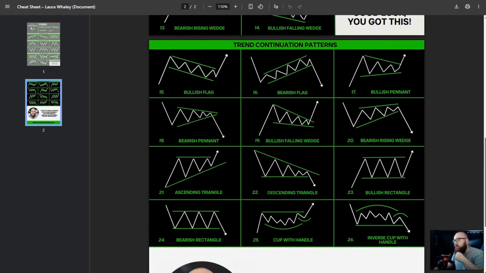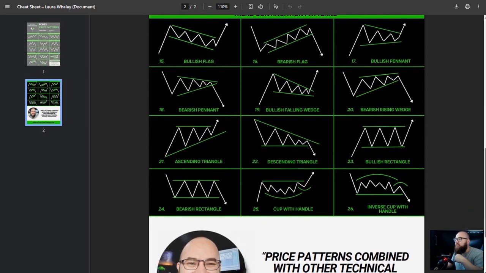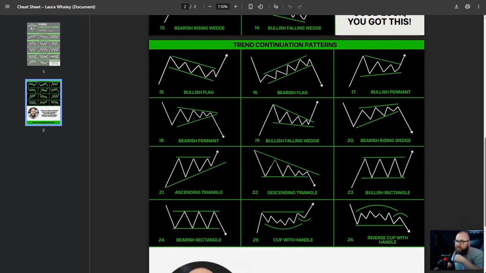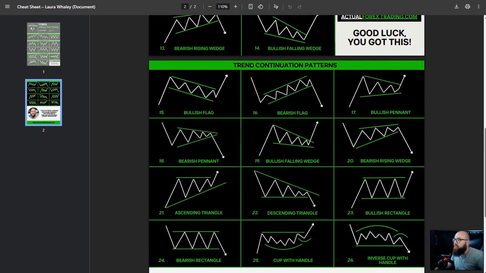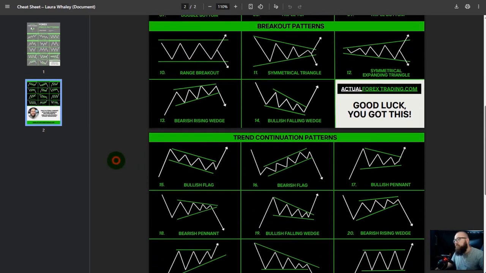We then have ascending triangles and descending triangles. The reason why these are different to all these other triangular patterns is you have a horizontal support or resistance and a diagonal. Okay, so you have a horizontal and a diagonal. You can then have rectangles, which are ranges that form within a retrace move. Once again, a breakout of these ranges, as long as it breaks out in the direction of the trend, can be a signal that the trend is going to continue.